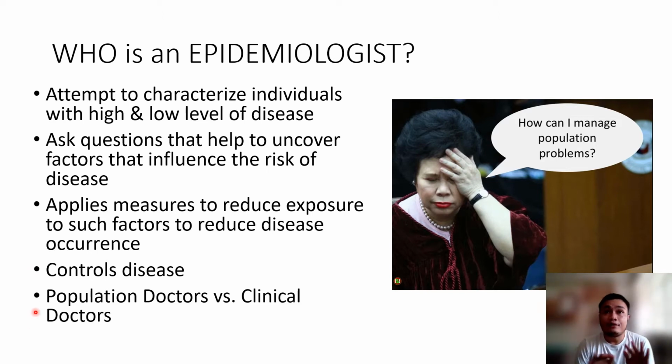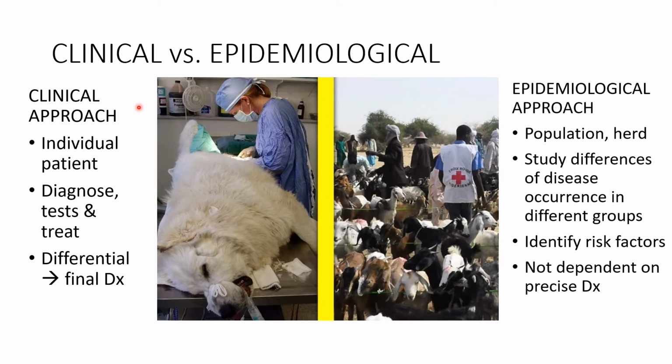Now, when we compare epidemiologists with clinical practitioners, we can say that epidemiologists are population doctors, because, again, the definition of epidemiology is we look at diseases and health phenomena in a given population, in contrast to clinical practitioners, who may practice on one patient at a time. Now, in the previous slide, I made the difference between population doctors, epidemiologists, and those who are clinical practitioners or clinical doctors. So, there are differences in the clinical and epidemiological approach.